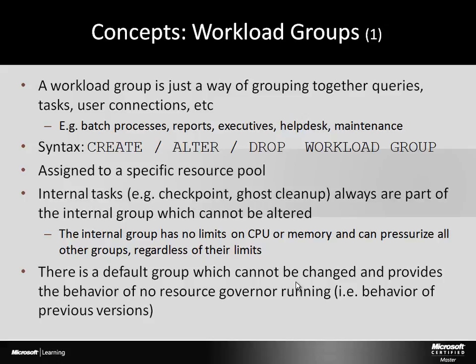The default group is the least important group. It's there as a catch-all in case your classification function doesn't specify a workload group name for a particular connection after the connection has been classified. In that case, the connection gets dropped into the default group. The default group has no limits, but it gets pressurized by everything else. So when you're creating your classification function, you want to make sure that it does result in a specific workload group name being output for every connection that can come in. So a bunch of testing, obviously.